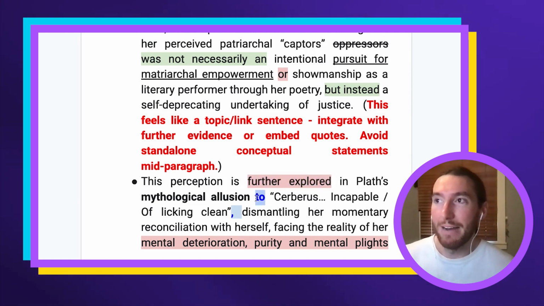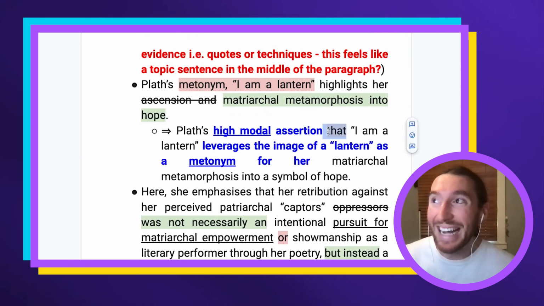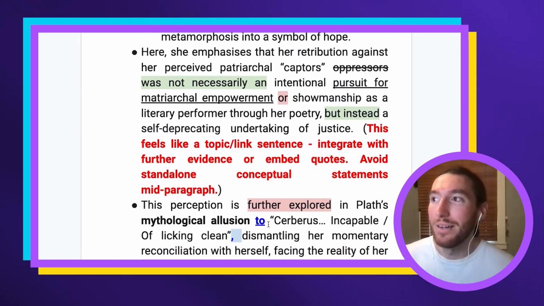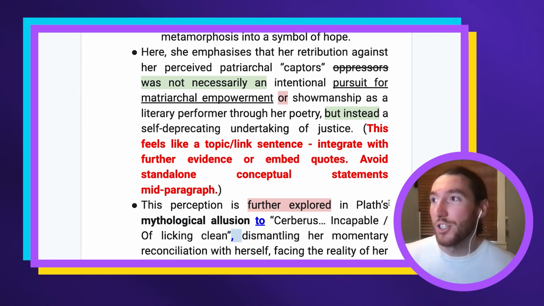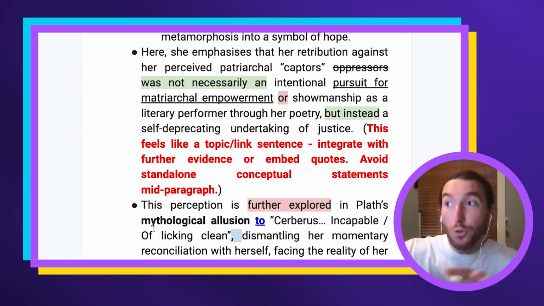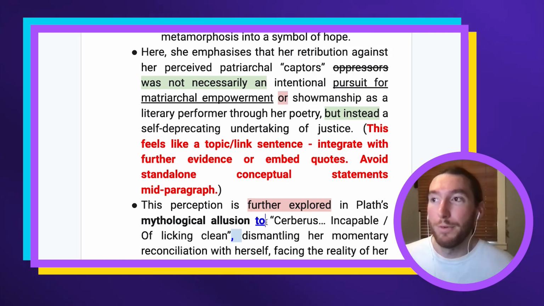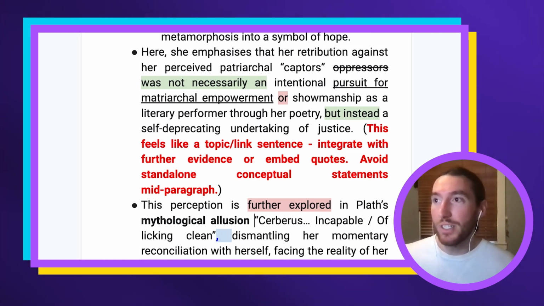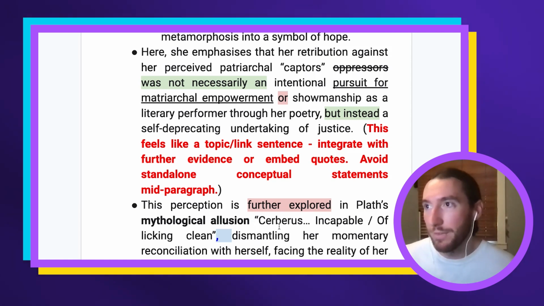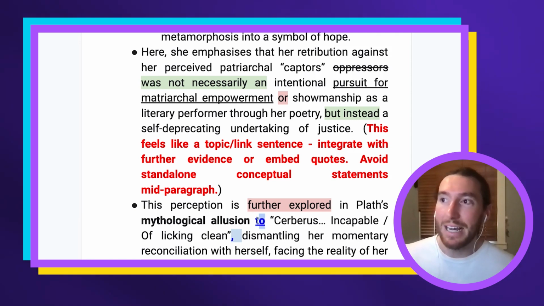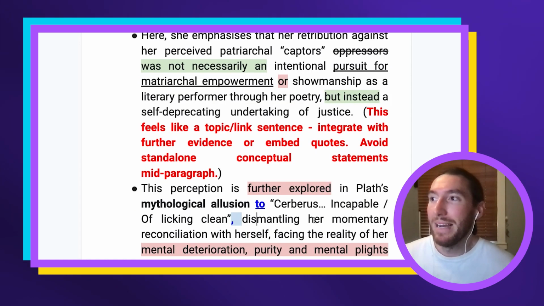Now, the original response didn't have the word "to" here, but "to" is another great example, just like I showed you up here with the word "that," that is going to allow us to have that seamless transition between the technique and the quote. So we're saying, "Plath's mythological allusion to Cerberus, incapable of licking clean." Before, we didn't actually have that. Look at this. It just said, "in Plath's mythological allusion," now we have to pause, "Cerberus, incapable of that." Not as much flair as having "to Cerberus," because now we can say it out loud and it sounds like a normal sentence. "Dismantling her momentary reconciliation with herself, comma, face in."